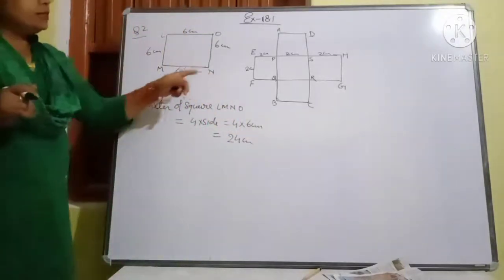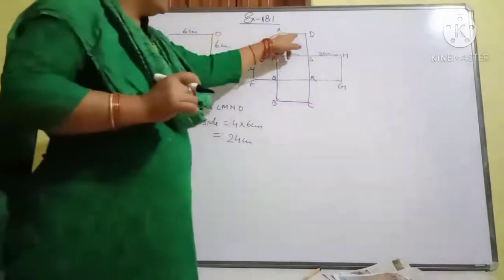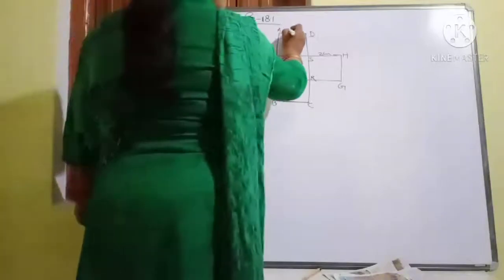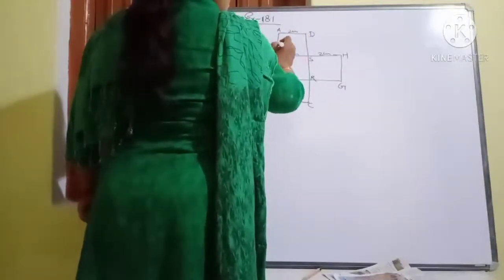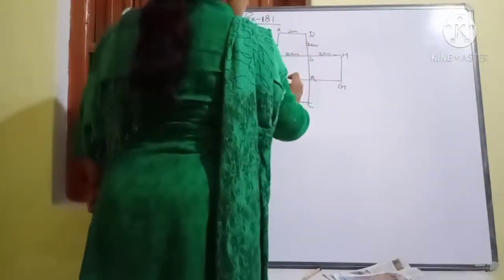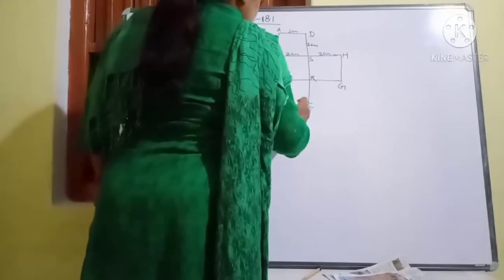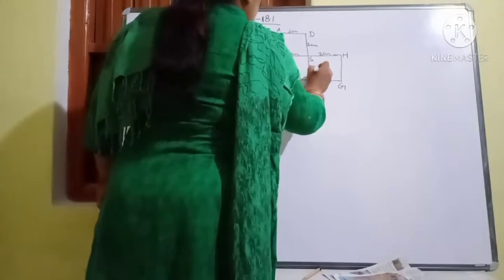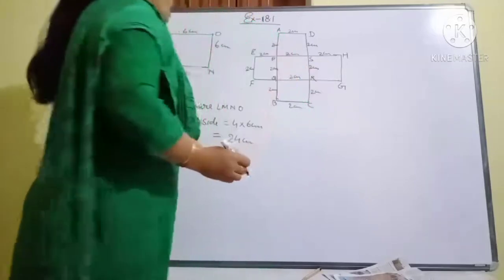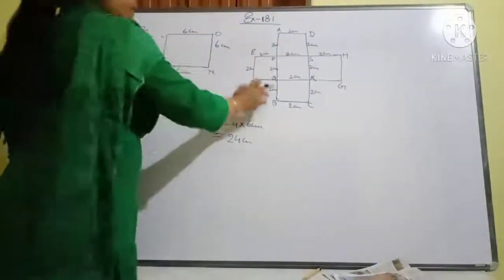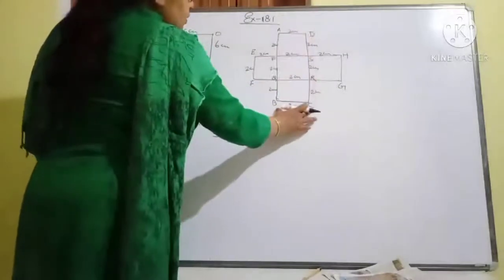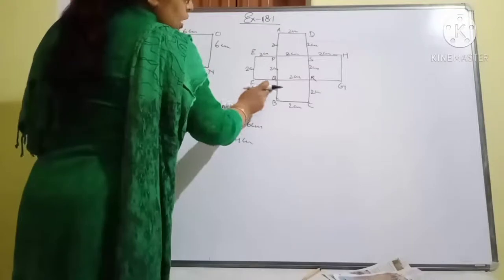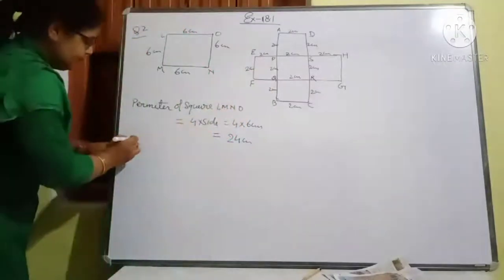Now beta, if you see, each side of the square is 2 centimeter. Suppose it is 2 centimeter, so this will also be 2 centimeter, 2 centimeter, 2 centimeter, 2 centimeter, 2 centimeter, 2 centimeter and 2 centimeter. Beta, if you see, ABCD is forming a rectangle. A to B length will be 2 plus 2 plus 2. How much? 6.